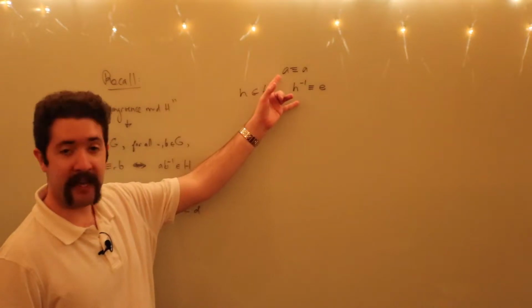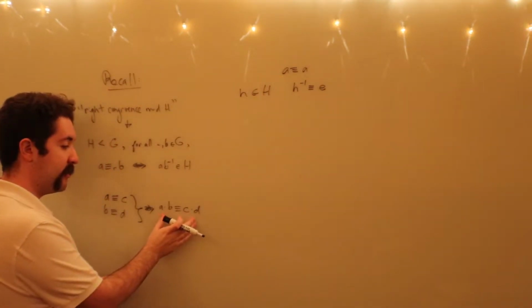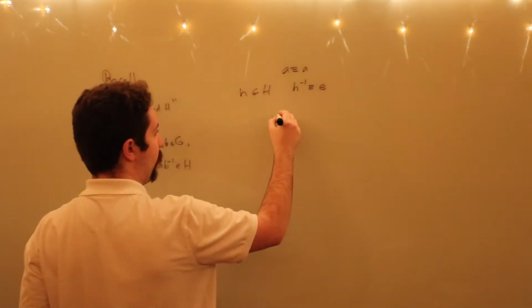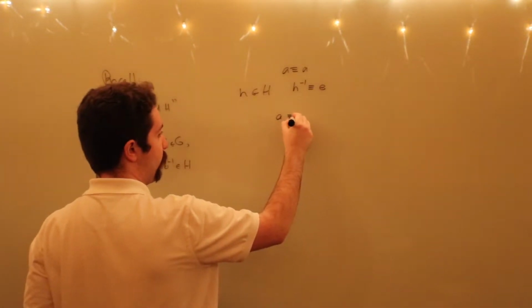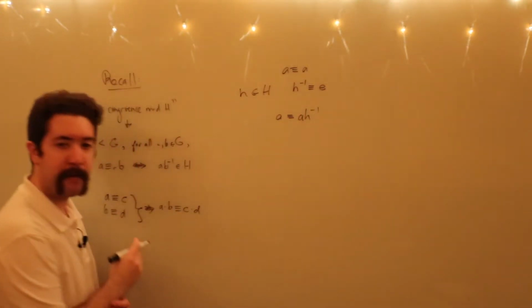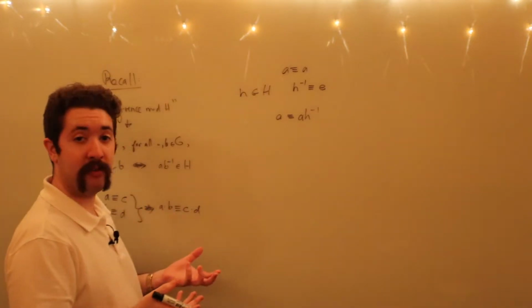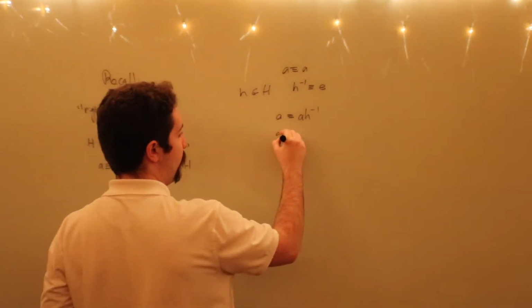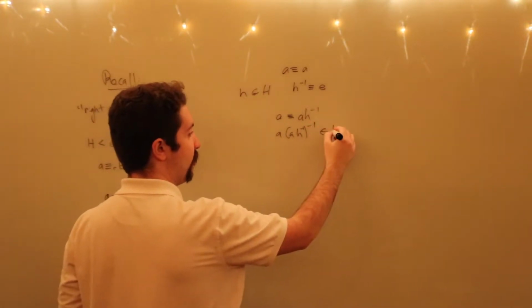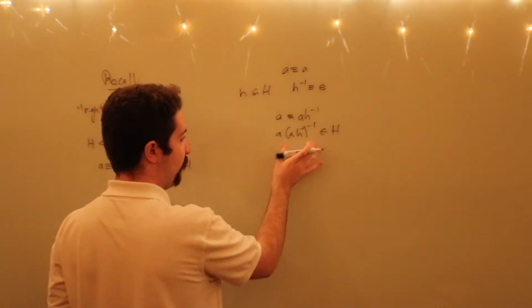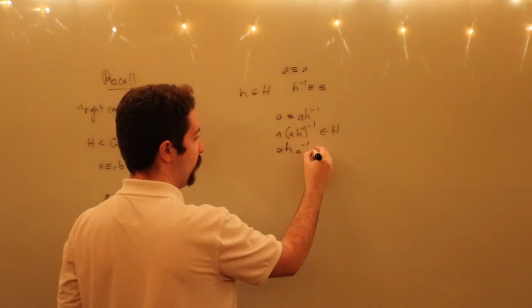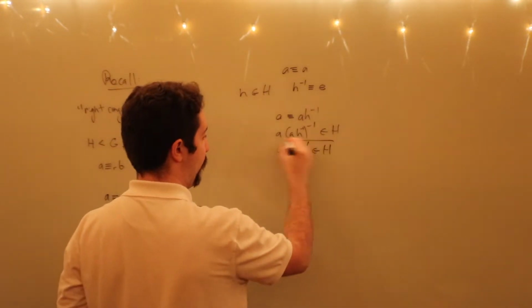So H inverse is indeed right congruent to the identity element. Now, these two facts together, plus this property of congruence relations, gives us that A must be right congruent to AH inverse, right? Now, by definition, this means that A times AH inverse is in the subgroup capital H. Now, if we use our law for inverses, this means that AH times A inverse is in the subgroup H.